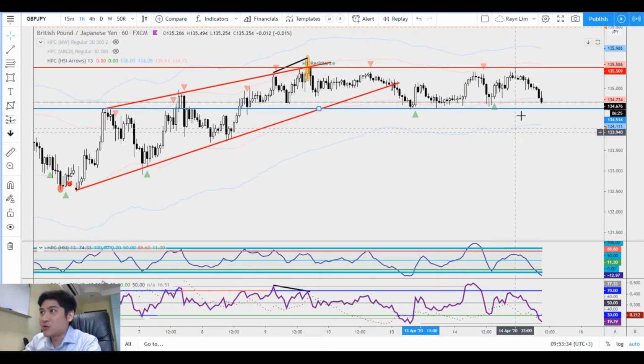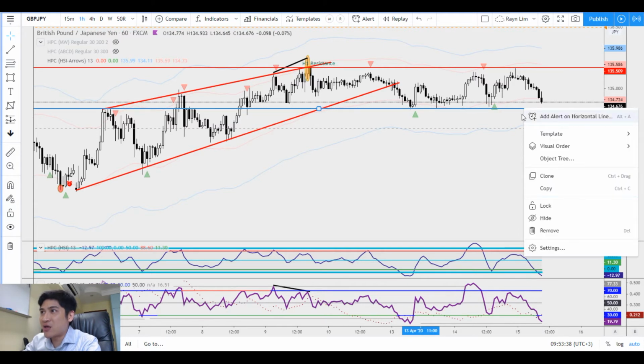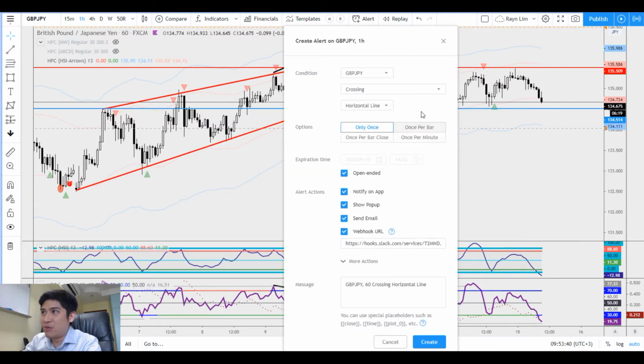And I'll do this. It's not perfect, but that's what I can have. If you want to have a more accurate level, you can even push the trend line one pip lower. That's another way.